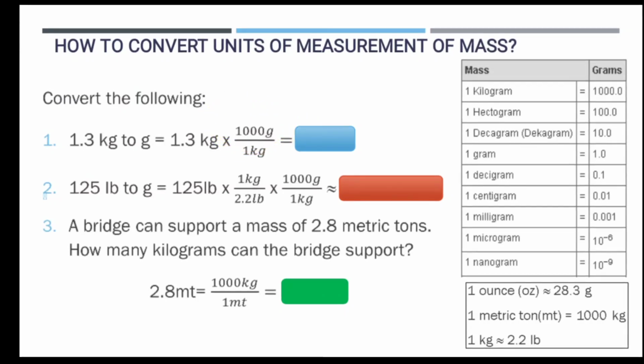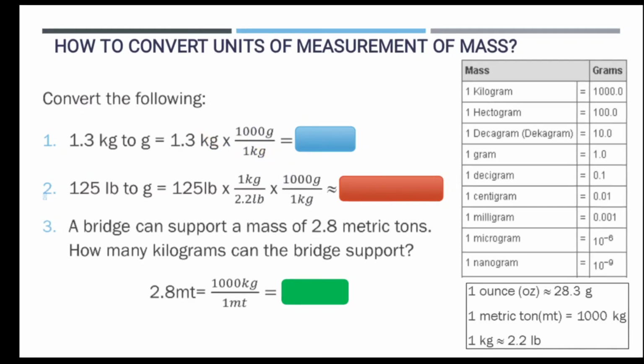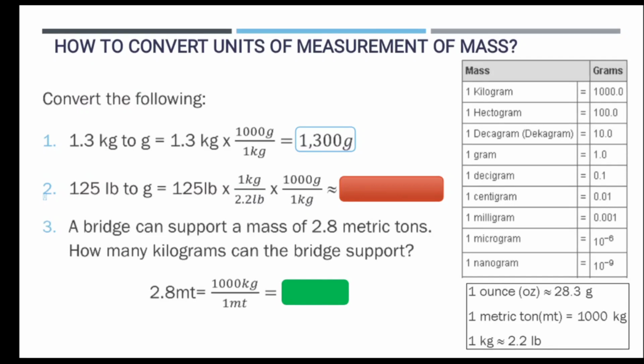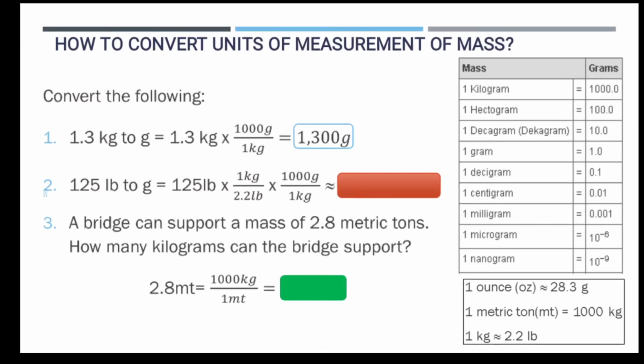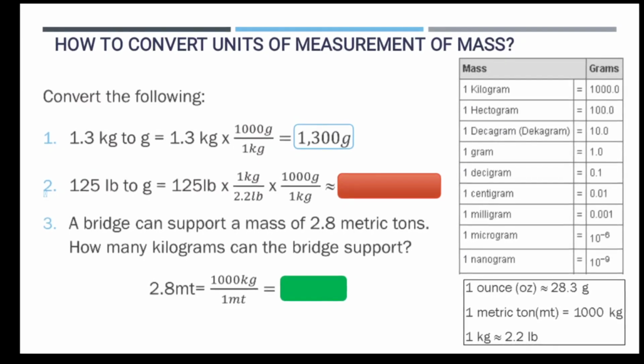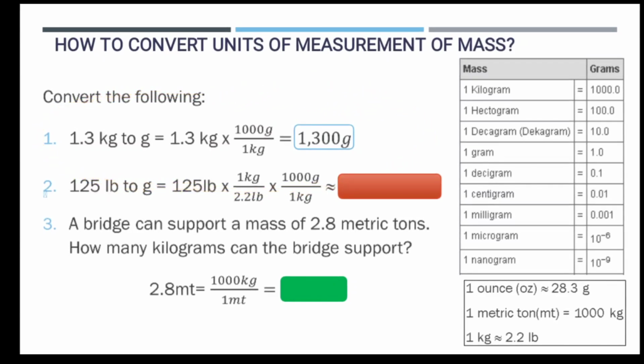So let's solve 1.3 kilogram times 1,000 gram. As you can see, we can cancel kilogram. Therefore, 1.3 times 1,000 gram is equal to 1,300 grams. Or just simply move the decimal point 3 times to the right. But you have to familiarize yourself on how to solve or convert the given measurement to another measurement using this conversion factor.